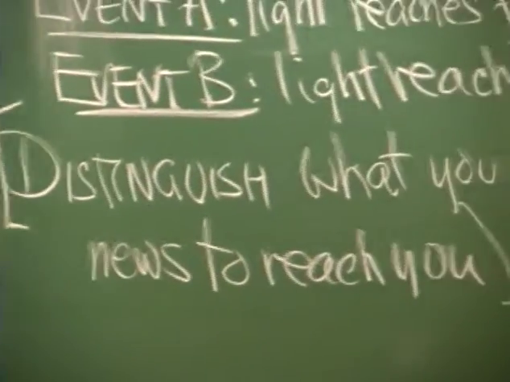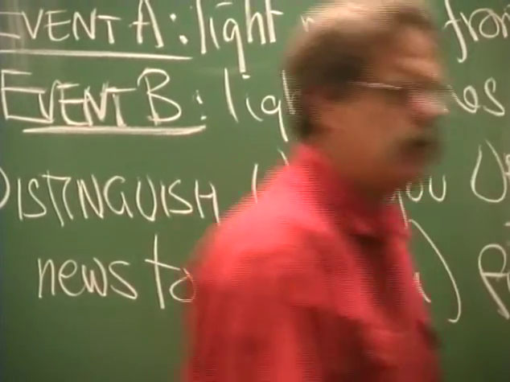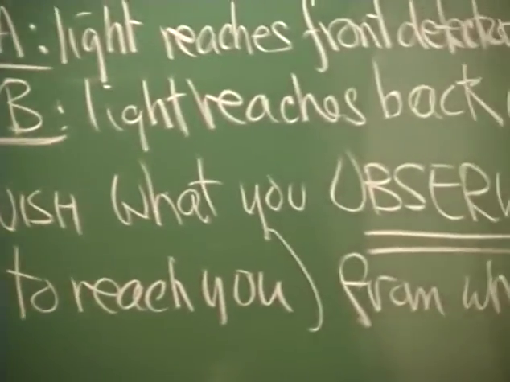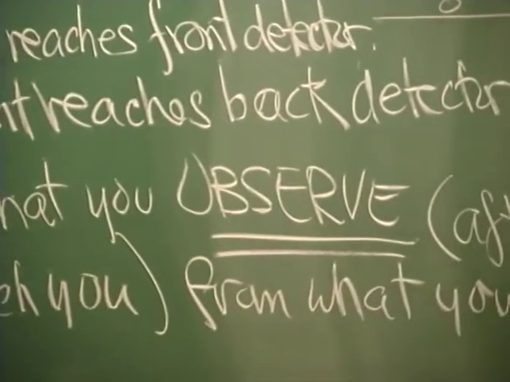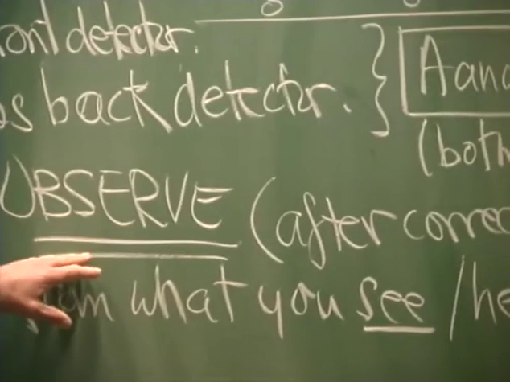From what you see, hear, etc. That would be the sort of raw data before you made that obvious correction. Relativity's got no interest in what you see. It's interested in what you observe.